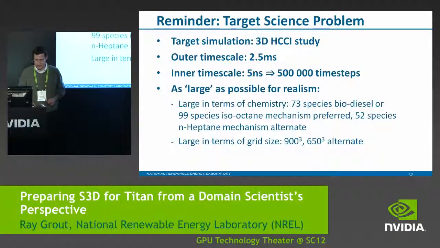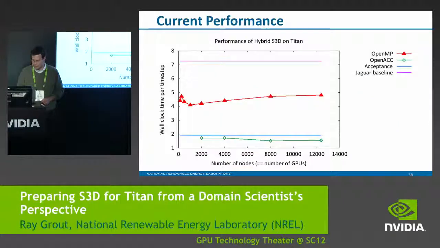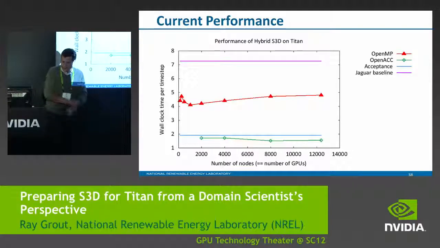Let me give a reminder of our target science problem. This is measured performance that was measured a couple days ago. This is on a pre-acceptance Titan machine. It's our wall clock time per time step versus the number of nodes and GPUs.